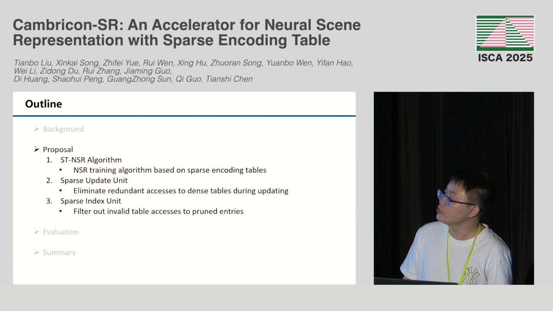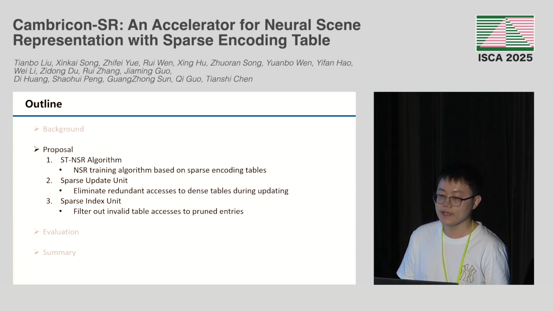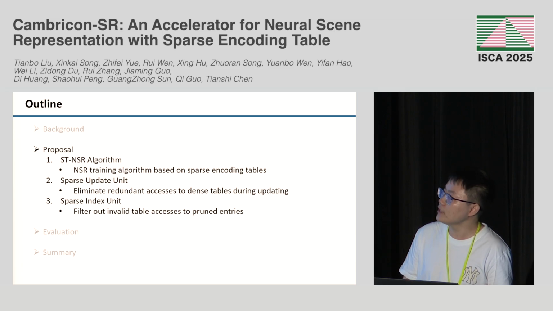In this work, in order to improve the encoding performance, we propose the ST-NSR algorithm, which is an NSR training algorithm based on sparse encoding table. After that, we further propose a hardware architecture called Cambricon-SR to take full advantage of the ST-NSR algorithm. Cambricon-SR includes 2 main techniques. First, we propose sparse update unit to eliminate redundant accesses to the dense table during the updating of the sparse table. Second, we propose sparse index unit to filter out invalid table accesses with minimal area overhead.